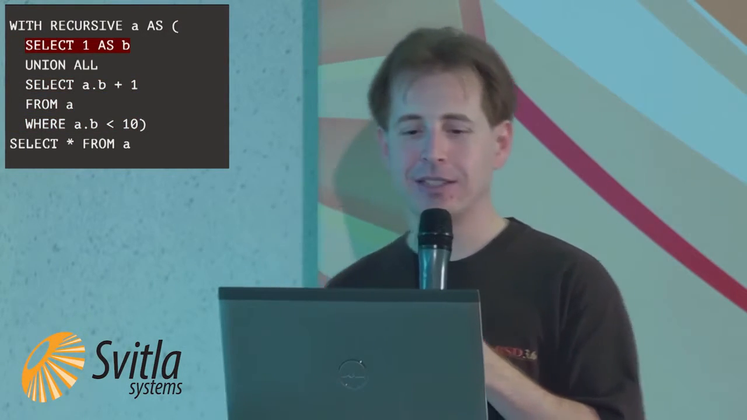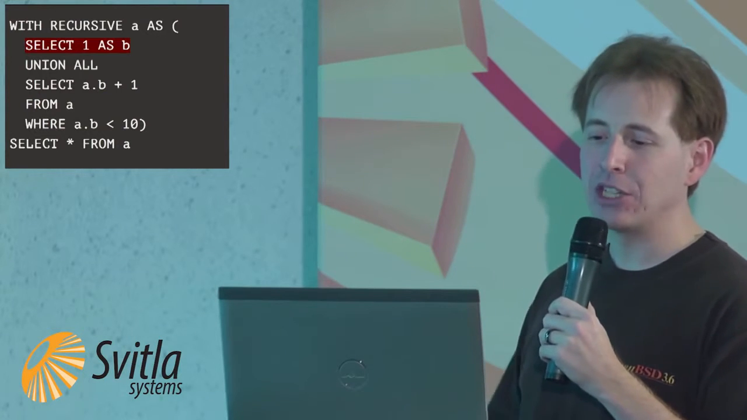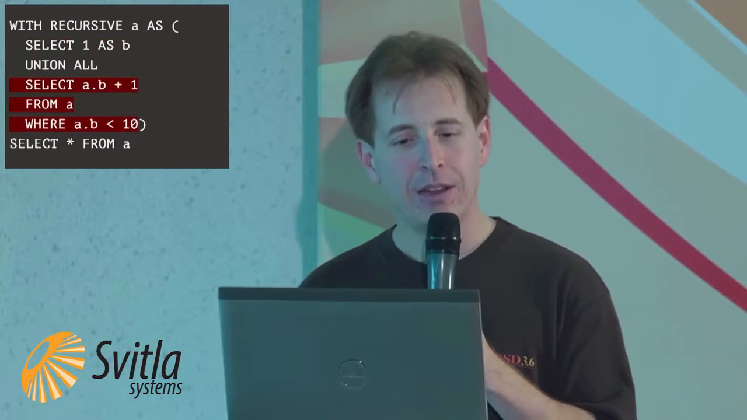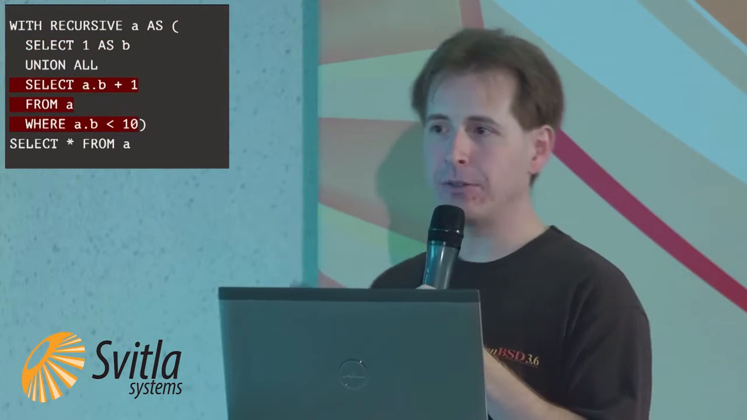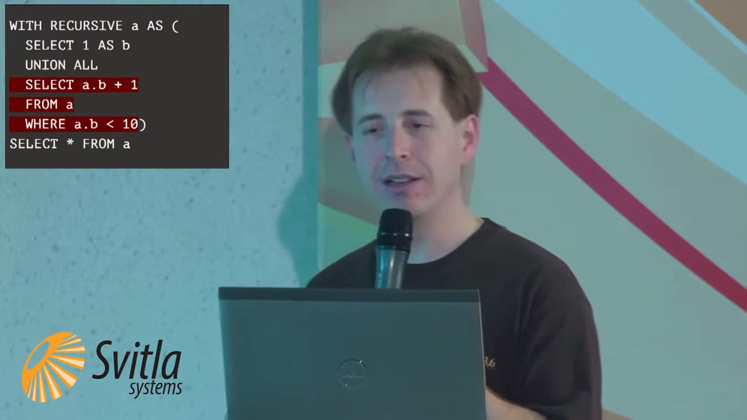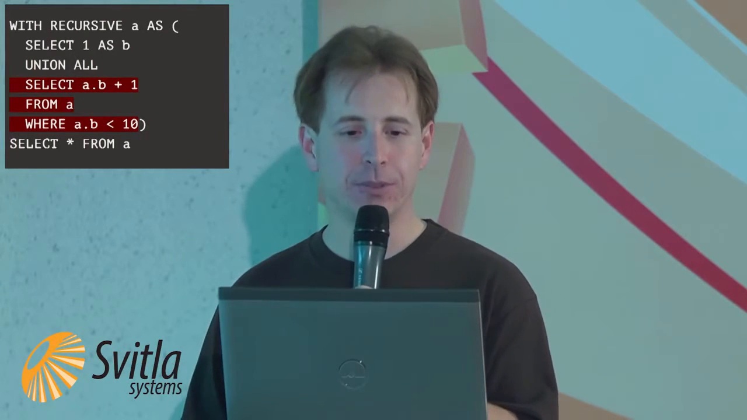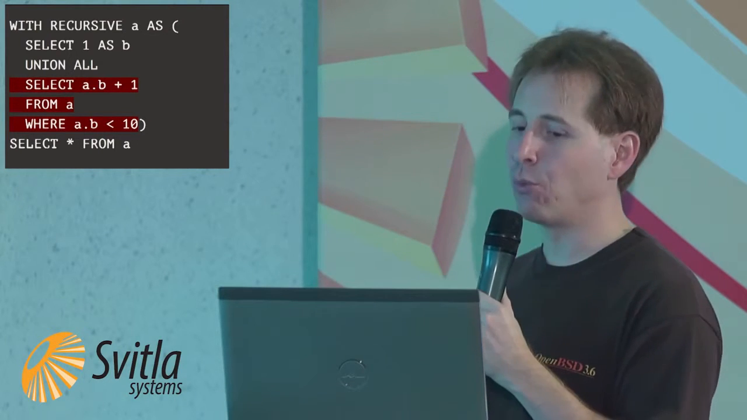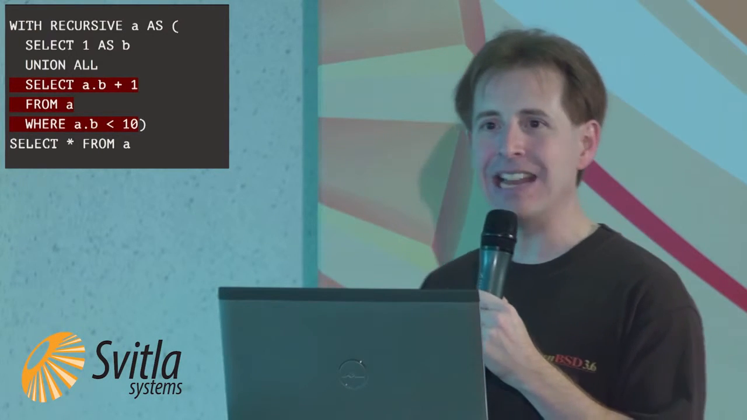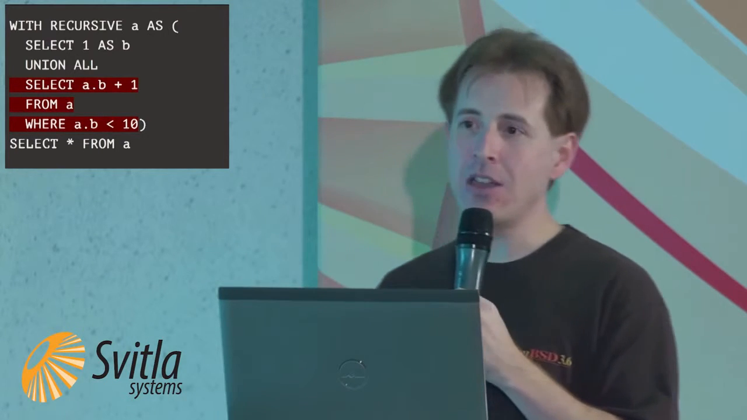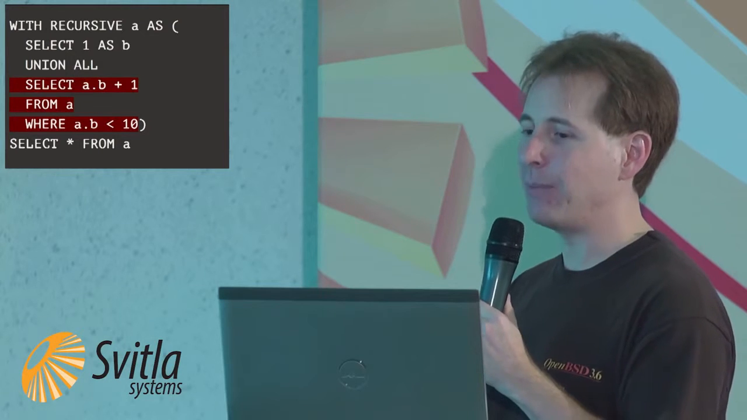So here's the base case, and this is pretty simple. It just returns a single column with the value of 1. And here's the recursive case. Now, the first time the recursive case runs, the value of a.b will be 1, since that is what the base case returned. Since a.b is less than 10, this will return 1 row with a value of a.b plus 1, which is 2. Since it returned output, another iteration will run, this time where a.b is 2.